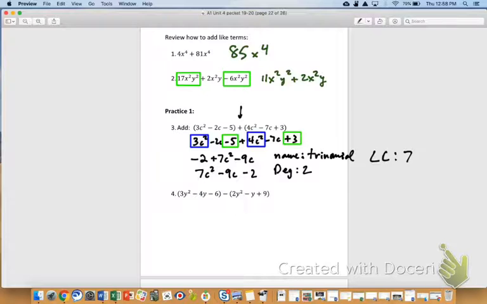Okay, how are we doing? Now the other one, can anybody tell me the difference between number 4 and number 3?